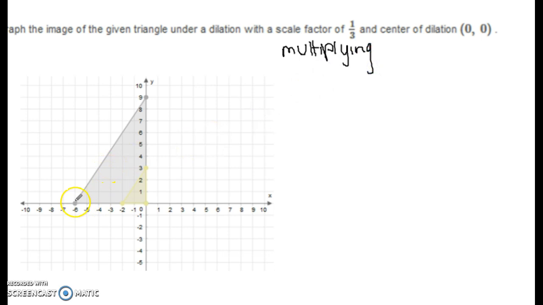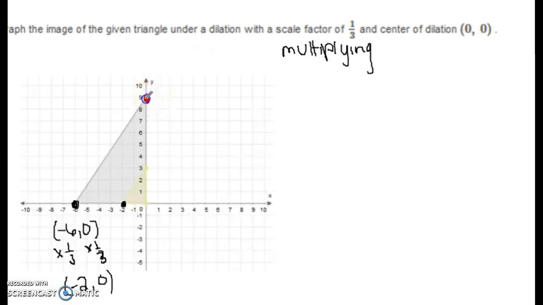So really all I have to do is take each of these points. This point is located at -6, 0, and I have to multiply each of those values by 1/3. So negative 6 times 1/3 would become negative 2, and 0 times 1/3 would become 0. So this new black point would be located at negative 2, 0. All right, let me change colors here and we'll look at another one.